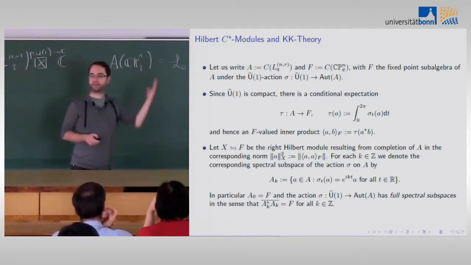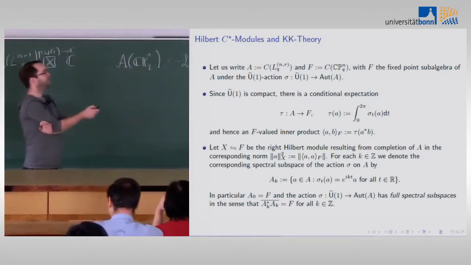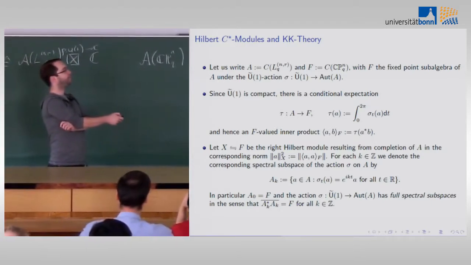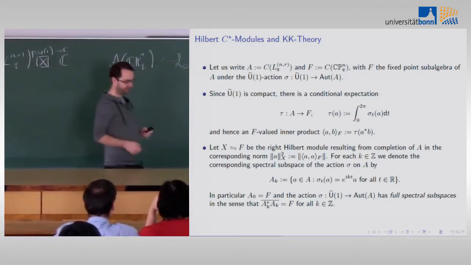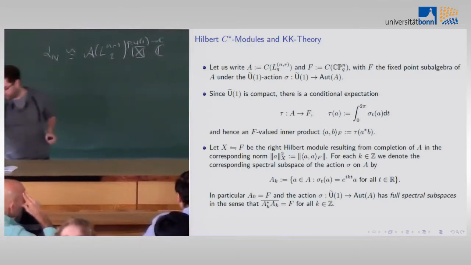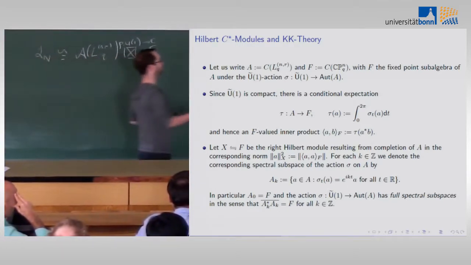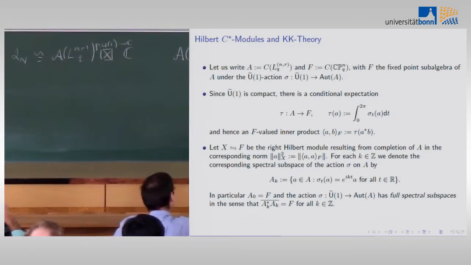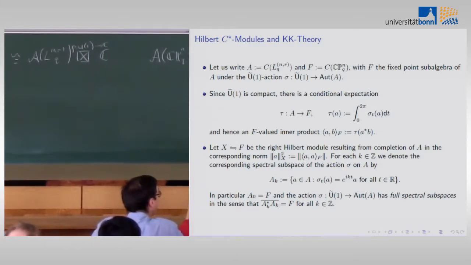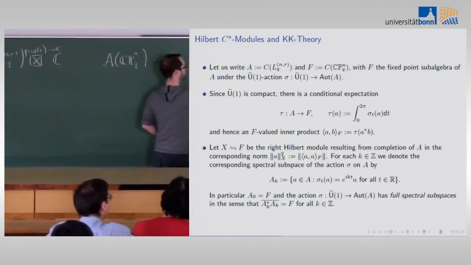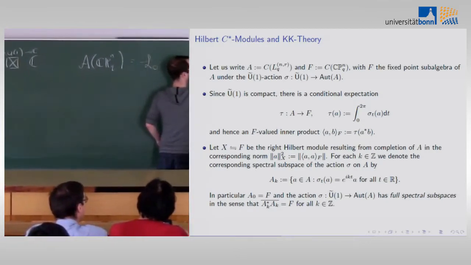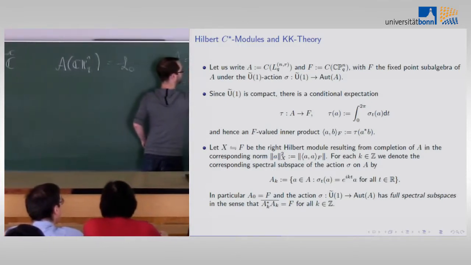For those of us who like this kind of language. So let me shorten the notation a little bit. I'll write capital A for the functions on the lens space. So maybe I should write this just to keep the notation in mind. So we're going to work with C-star algebras now. This is the continuous functions on the lens space, and F will be the continuous functions on the base space.